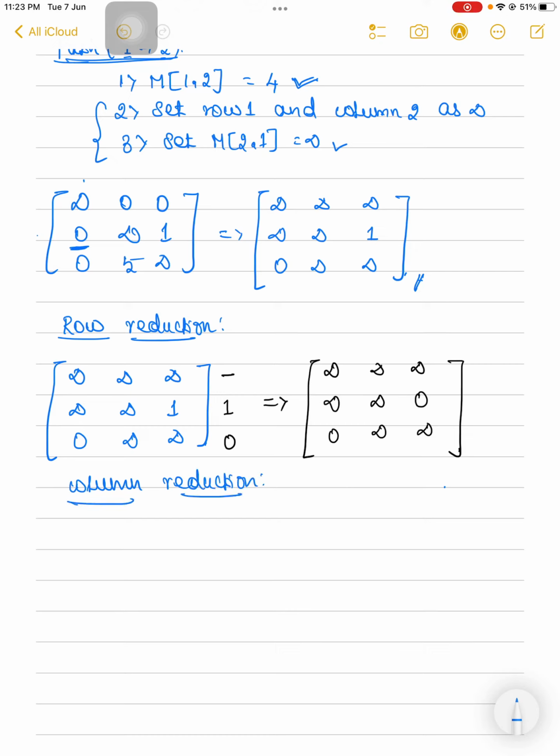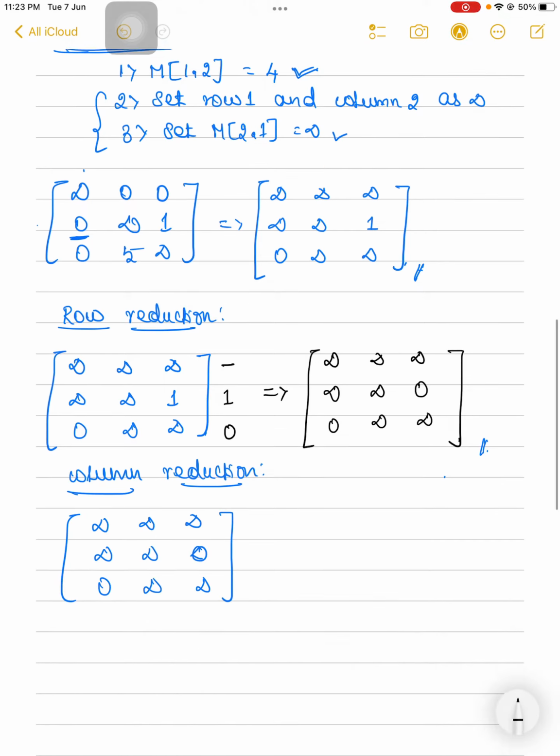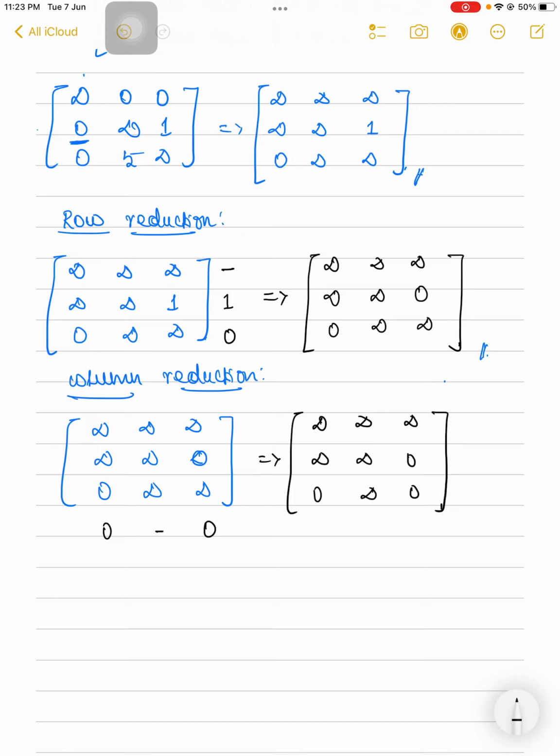Column reduction can be performed only from the row reduced matrix. So infinity, infinity, infinity, infinity, 0, 0, infinity, infinity. Identify the column minimum. It is 0 here, again it is 0, right? So all are 0 and infinity only, so everything remains the same. Column reduction is not required here, as we get only 0 and infinity. So row reduction and column reduction are done. Now it's time to compute the lower bound value for the path 1 to 2.